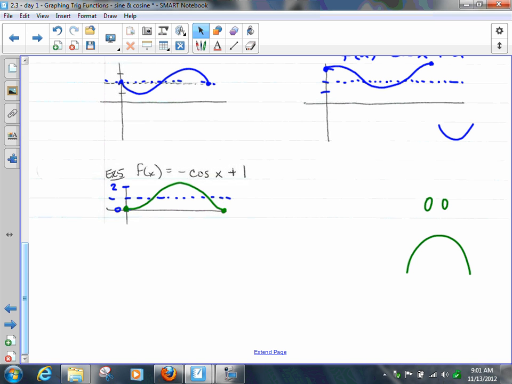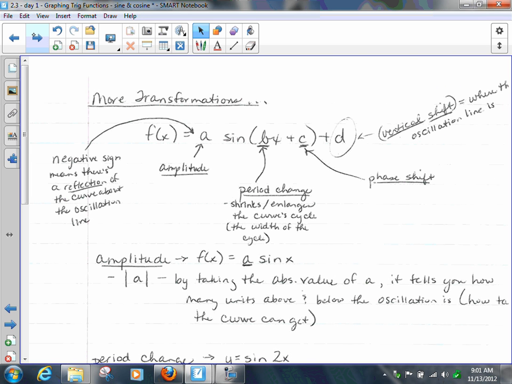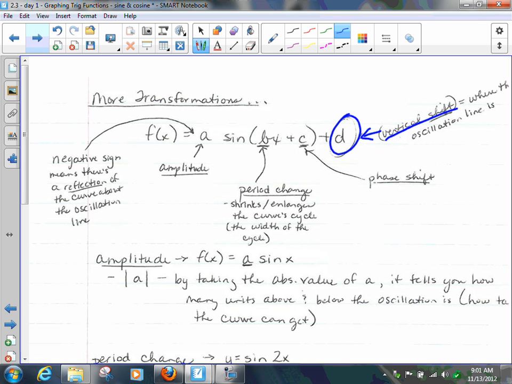Let's look at some more transformations. Okay, this is new stuff, so pay attention. D is our vertical shift. Okay, that's what we've been doing the whole time. That creates our oscillation line. We have to look at, and we're going to look at this stuff in order.